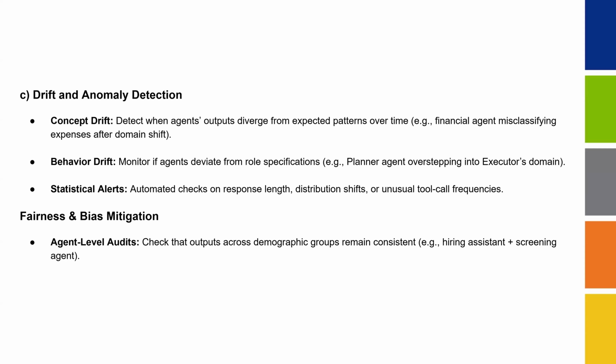Next, drift and anomaly detection. Like any other model, we have concept drift, behavioral drift, and data-related drift that happen. These are detected from time to time in agentic systems as well. We have statistical alerts, so automated checks on response length, distribution shift, or unusual tool call frequencies.